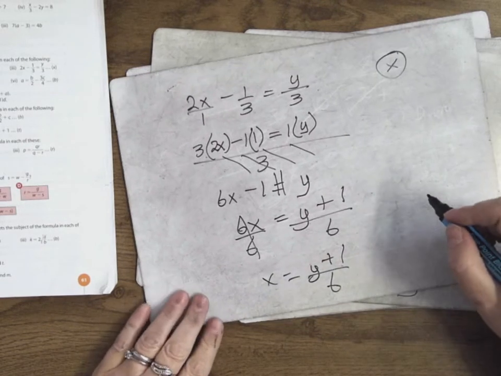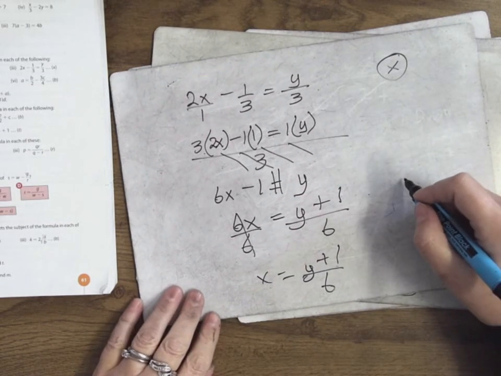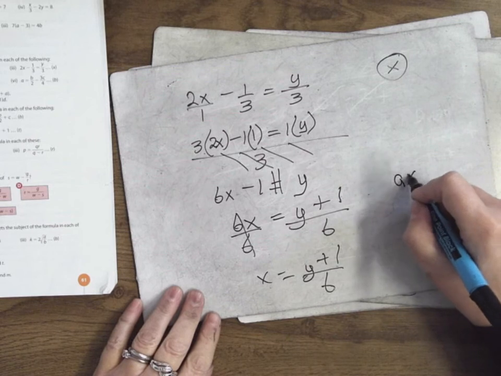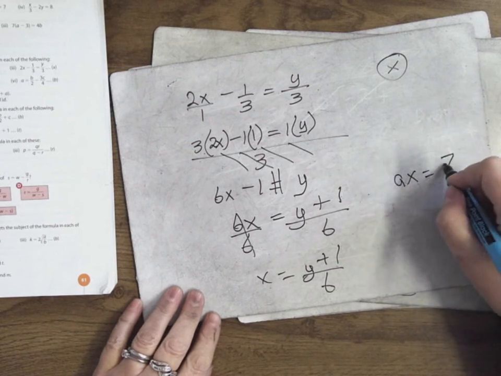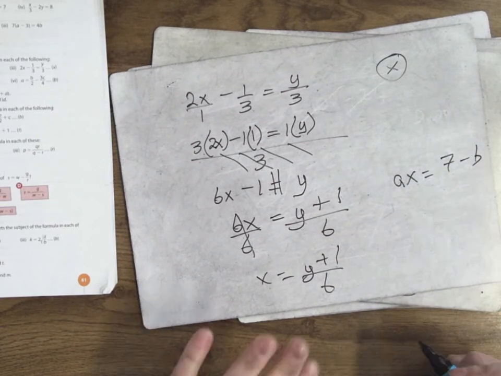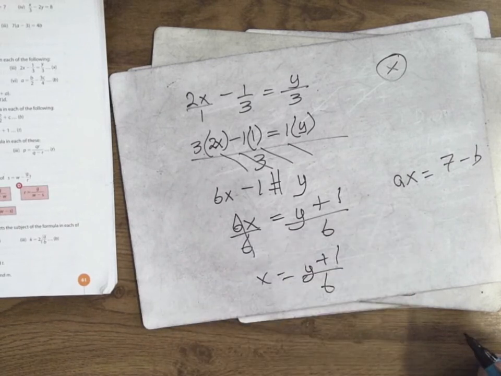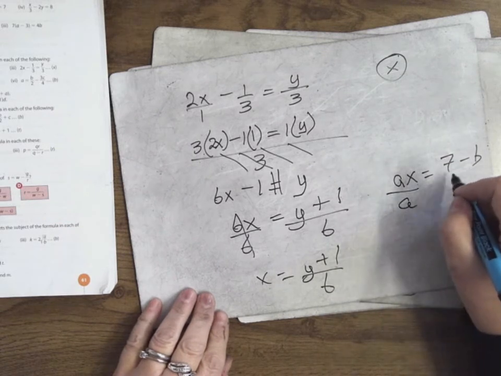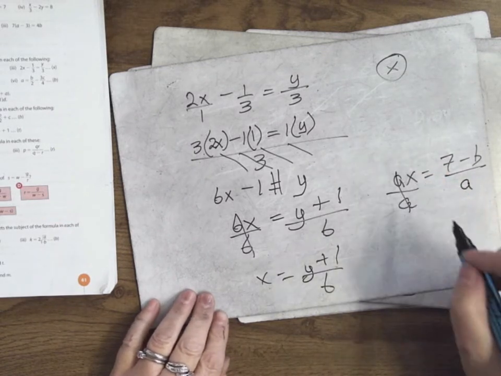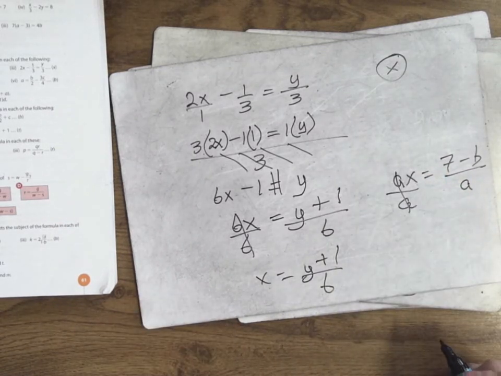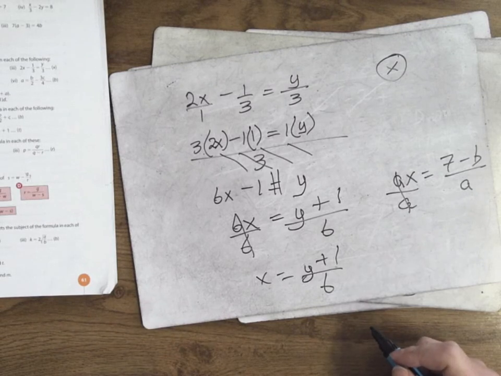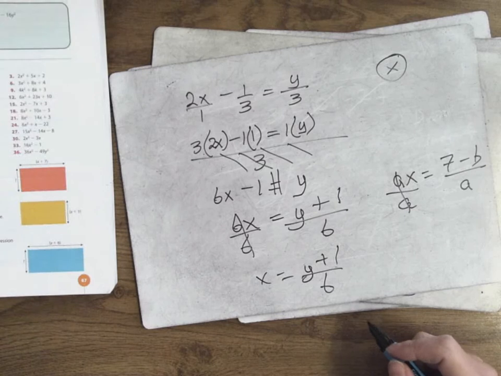Now, you might come across one where a letter is stuck to the x, as in you might get ax equals 7 minus b. What do I have to divide by here? What's stuck to the x? So you divide both sides by a. So you divide by whatever's stuck to the x. We don't know what a is and we don't care. We just stick it underneath the line. Okay? Are we okay? I think that's the end.